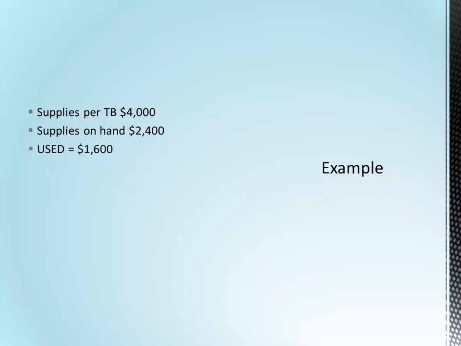Easy adjustment. Quick example, supplies per your trial balance of $4,000. You go ahead and at the end of the year you count, you only have $2,400. How much were the supplies that you used? $1,600. So then you would quickly do the adjustment, debit your supplies expense, credit your supplies. Again, you don't have a source document that proves this happened. You just kind of realize it happened. So you need to record it as an adjusting entry at the end of the period.